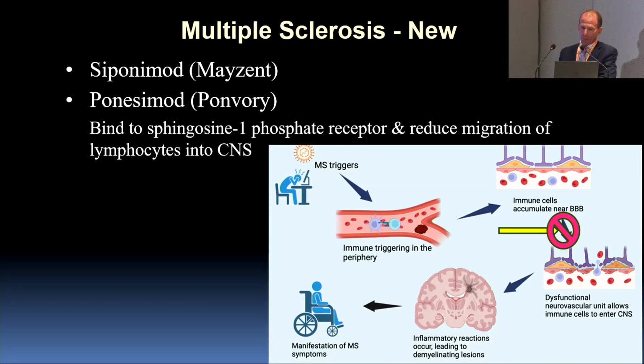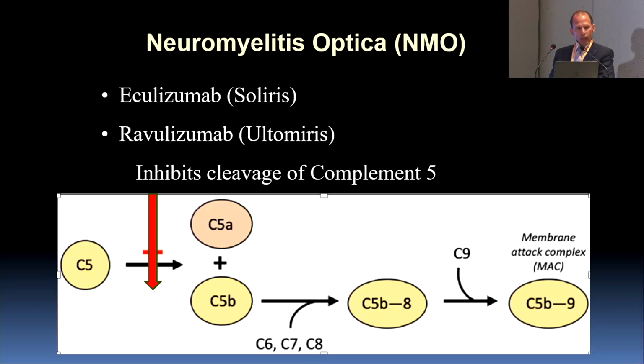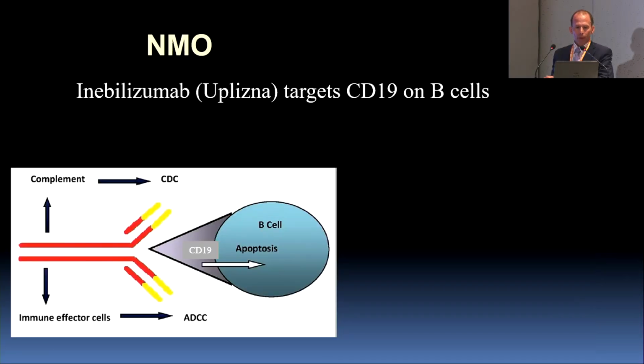And these we've already talked about, this type of drugs that inhibits the cleavage of complement 5. So eculizumab and ravulizumab have both been approved for the treatment. Now we're talking about NMO, not MS, NMO, and they work in the same way we talked about with myasthenia. There are a couple of other drugs that have been approved. This one, inebilizumab, targets CD19 on B cells with the same sort of effect as the ones that target CD20. It causes complement and immune effector cells to kill B cells and decrease the immunoglobulins.